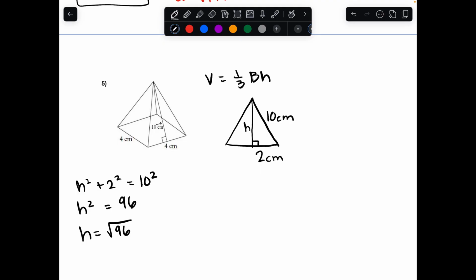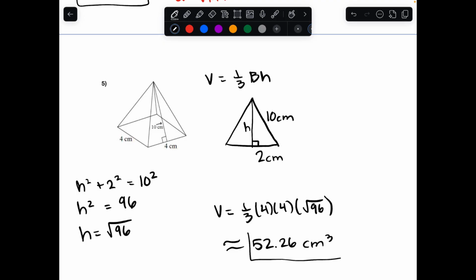Now that we have our height, we can actually go ahead and plug it into our formula. So our volume is going to be 1/3 times its base, which is just going to be 4 times 4, and then times its height of the square root of 96. Plugging this into our calculator, we're going to see that our volume is approximately 52.26 centimeters cubed. And with that, we finished our last problem.